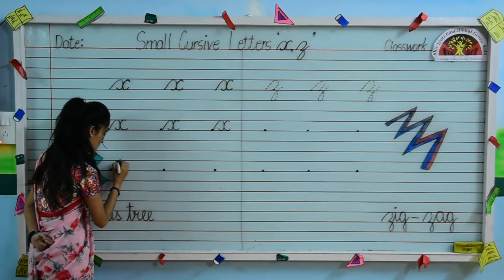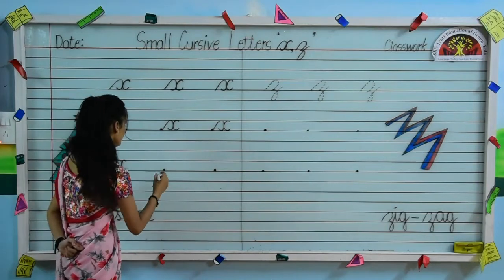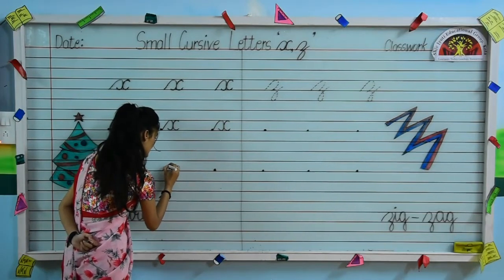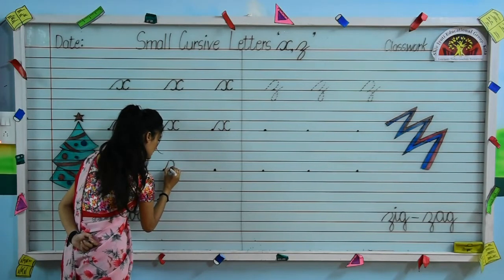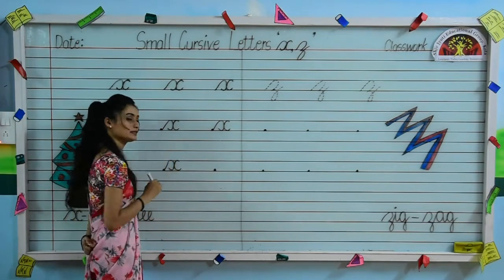Slanting line up, make a curve, then again make a curve between the second and the third line in the opposite direction. Slanting line up, make a curve, go back, again make a curve in the opposite direction like this.